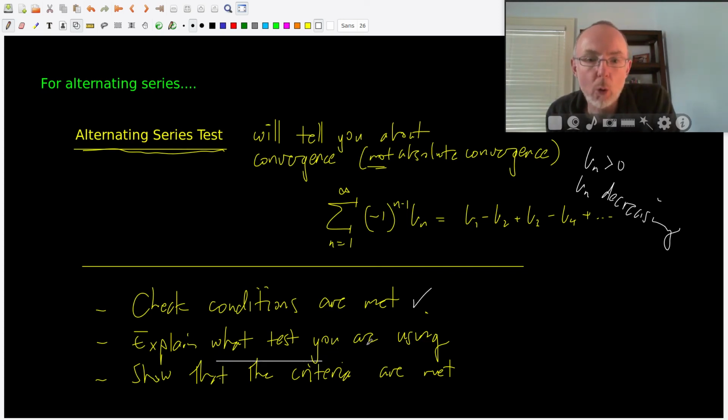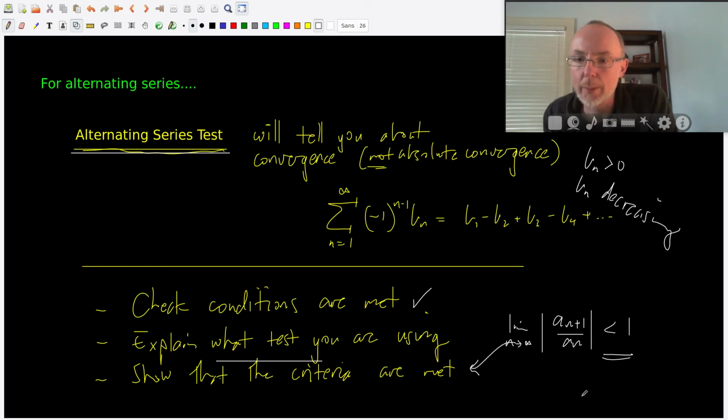Make sure you tell me what test you're using. It's no good showing you've met these conditions if you never mention the alternating series test. I won't know what you're doing. And then at the end, show that the criteria are met. The criteria might be, in the ratio test, that the limit as n tends to infinity is less than 1, which is what you want to show for convergence. So you need to show me that that's been met for the series and quote what test you're using.